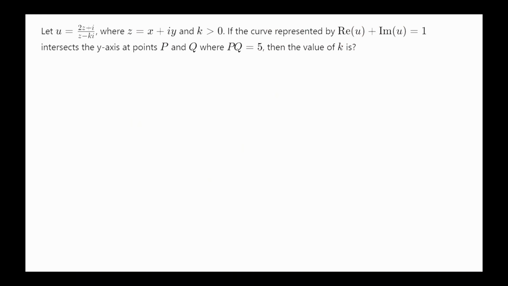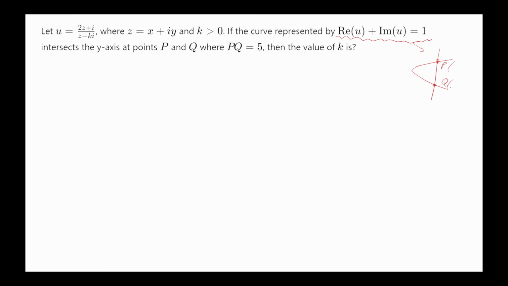Now let's look at this question here. This was a question that was asked in your previous year JEE Mains. Let u be equal to this, where z is x plus iota y and k is not equal to 0. So k is a constant that has been given to us. If the curve represented by the real part of this plus the imaginary part of this is equal to 1, this intersects the y-axis at P and Q. That means whatever curve is coming out from this equation, it cuts the y-axis at 2 points. Let's say if this is my curve, it is cutting the y-axis at 2 points P and Q.